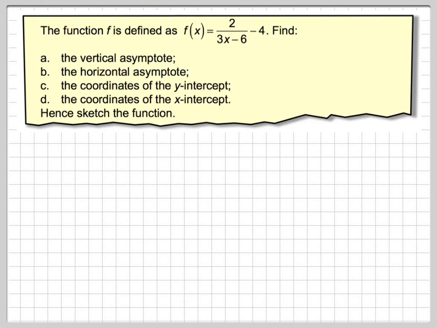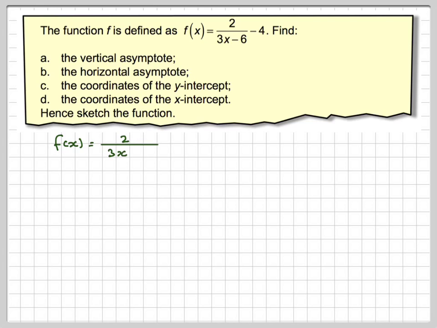Right, now we know the characteristics of a rational function. What we're going to do is take a function defined as f(x) = 2 over (3x - 6), minus 4. We're going to find the vertical asymptote, the horizontal asymptote, the coordinates of the y-intercept, and the coordinates of the x-intercept, and then use that to sketch the function.